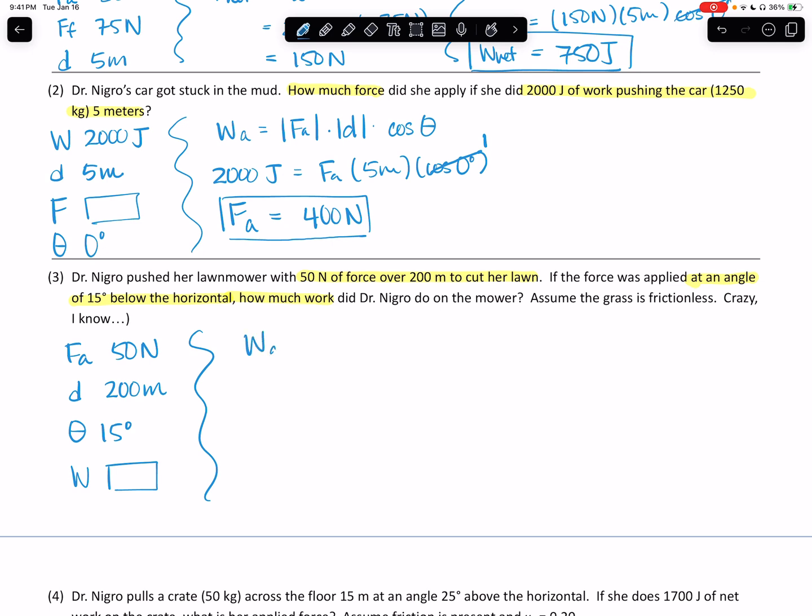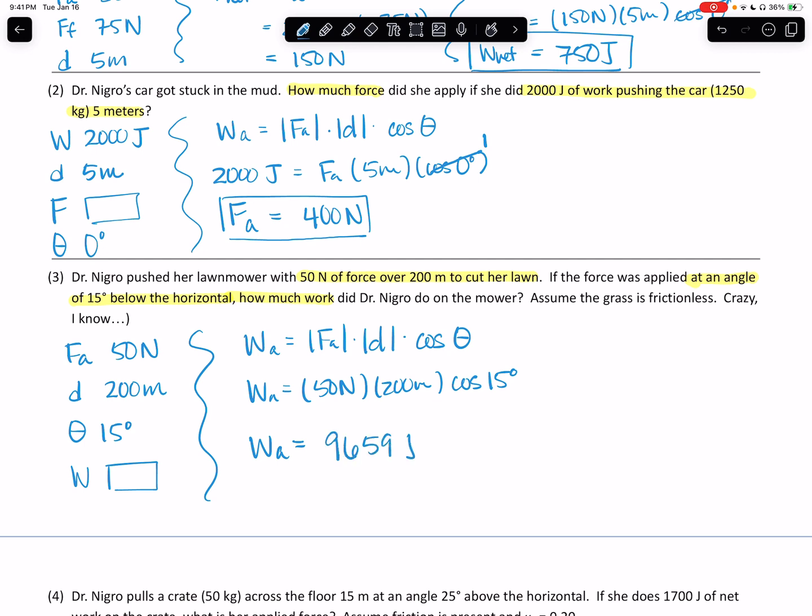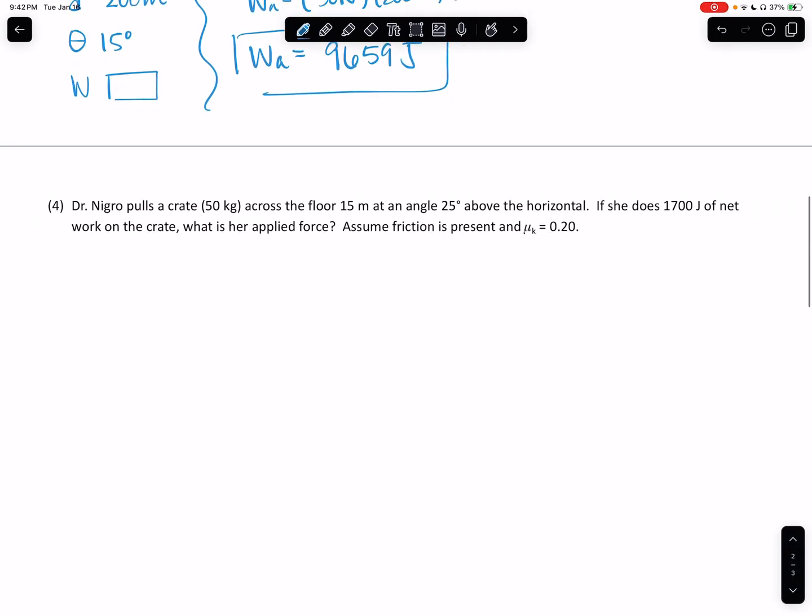So we know work applied is going to be equal to our applied force times our displacement times the cosine of 15 degrees, theta. Formula first. So that work value is going to be equal to 50 newtons times 200 meters times the cosine of 15 degrees. I plugged that all into my calculator, and I find that the work being done by this applied force is 9,659 joules.